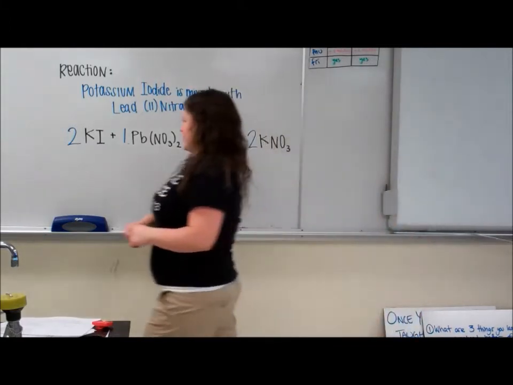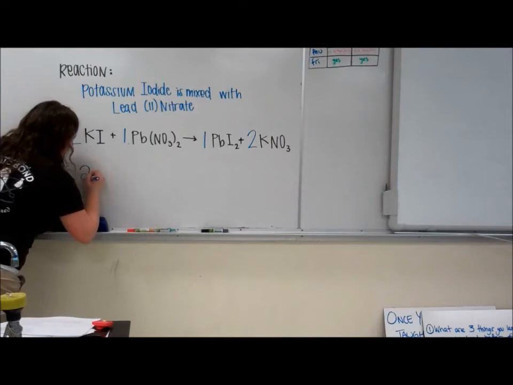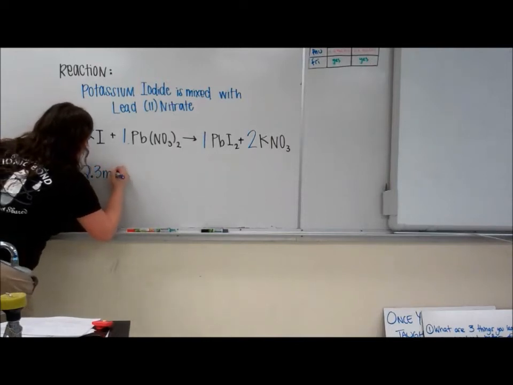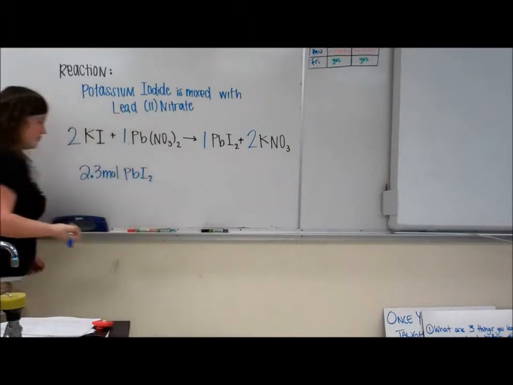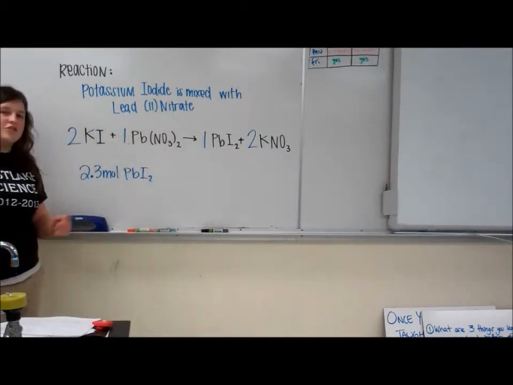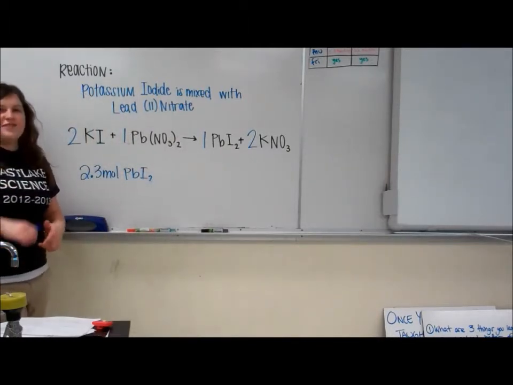So then the question is, if I want to make 2.3 moles of lead iodide, how much potassium iodide should I put in? See if you can figure that out.